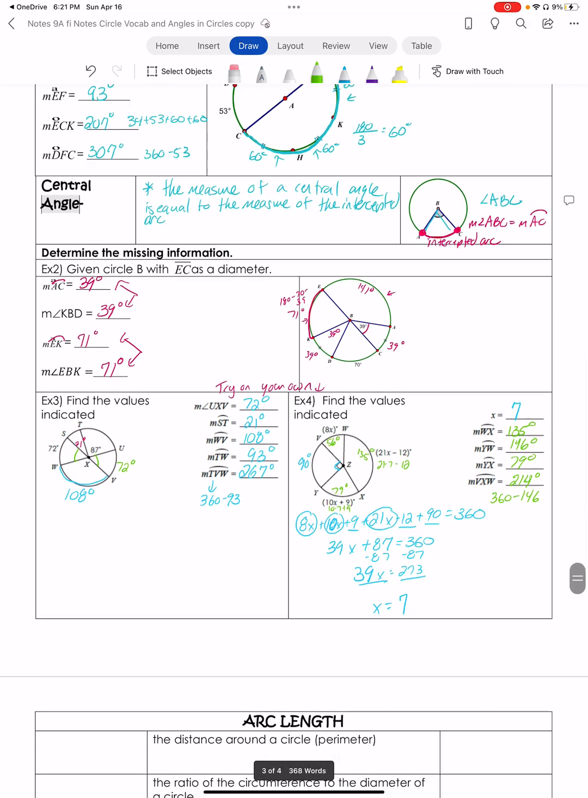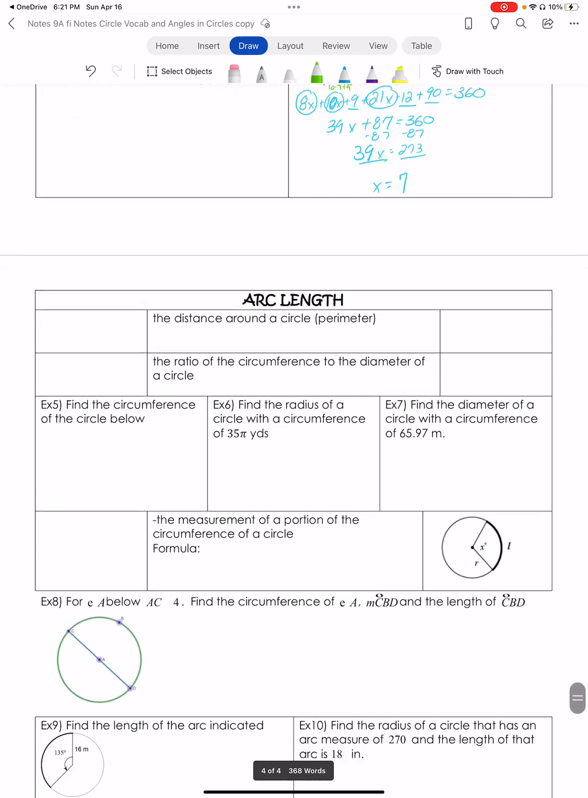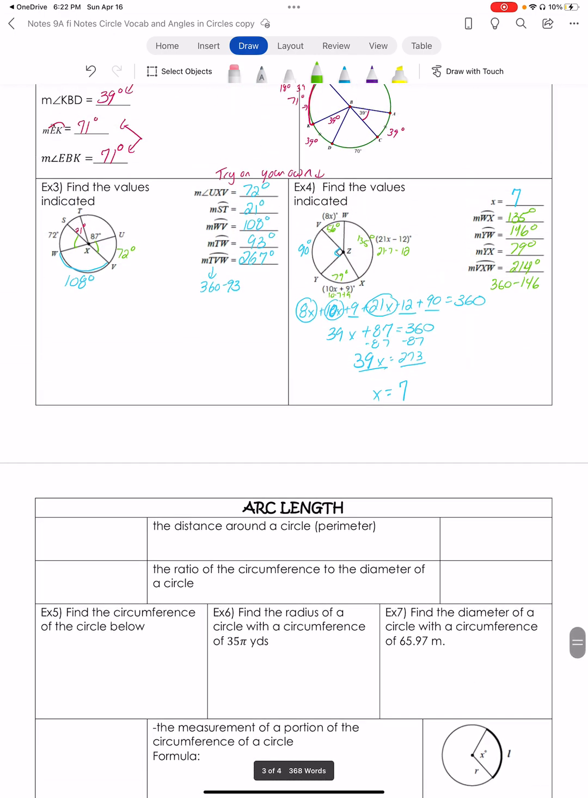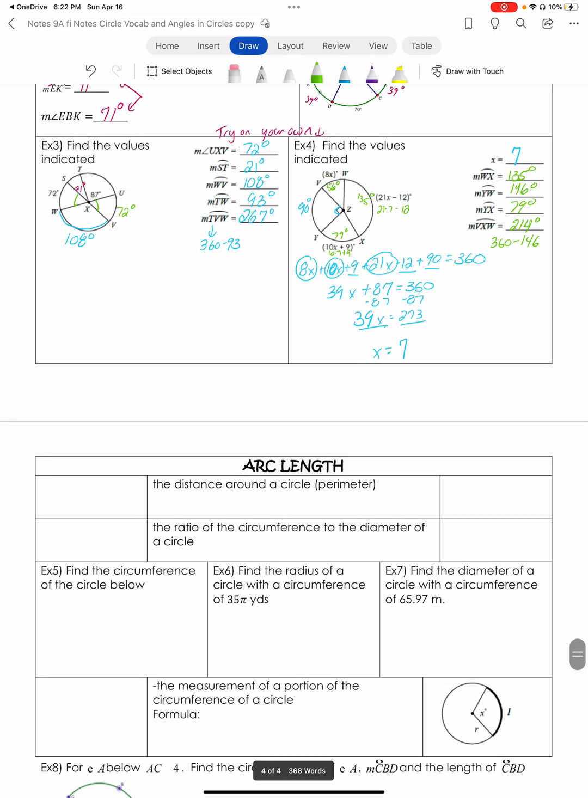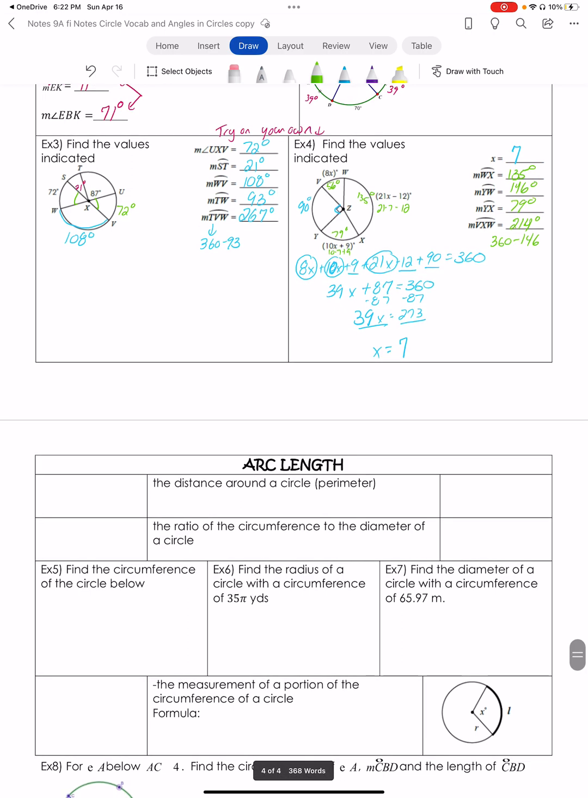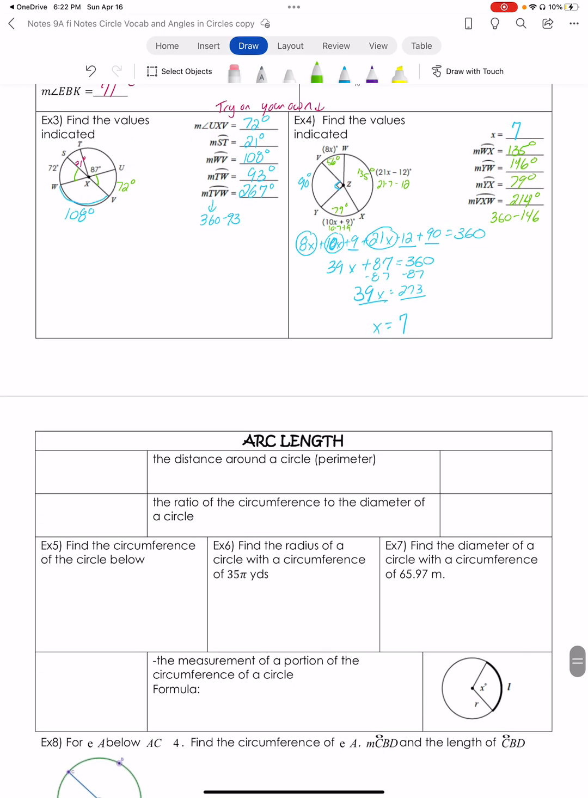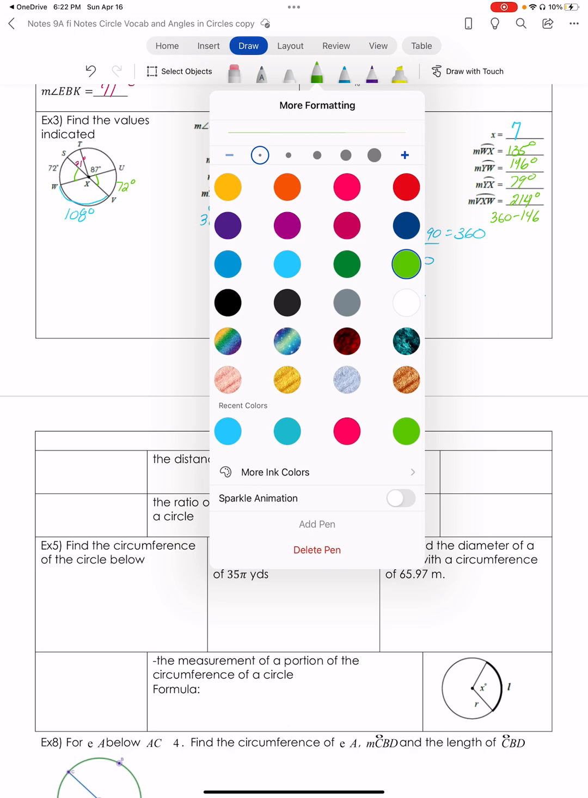So that's that. All right, so last thing that we're going to talk about is arc length. So arc length is a little different than arc measure. So first up, we're going to go through our definitions here. So the distance around a circle is your circumference.